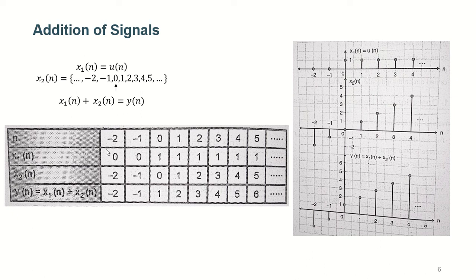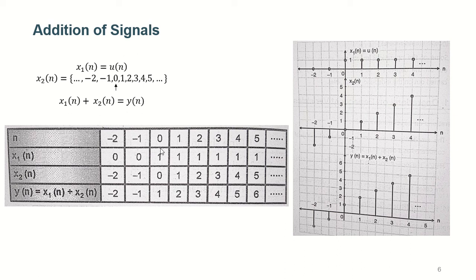Again, I have mentioned the particular values in this table here. This is a discrete signal. So for n equals minus 2, my unit step signal x1 of n is having value 0 and x2 of n is having value minus 2, as you can see here and here. For n equals minus 1, x1 of n is 0, x2 of n is minus 1. Again, you can confirm it from the graph, and the sequential method of representing the signal.